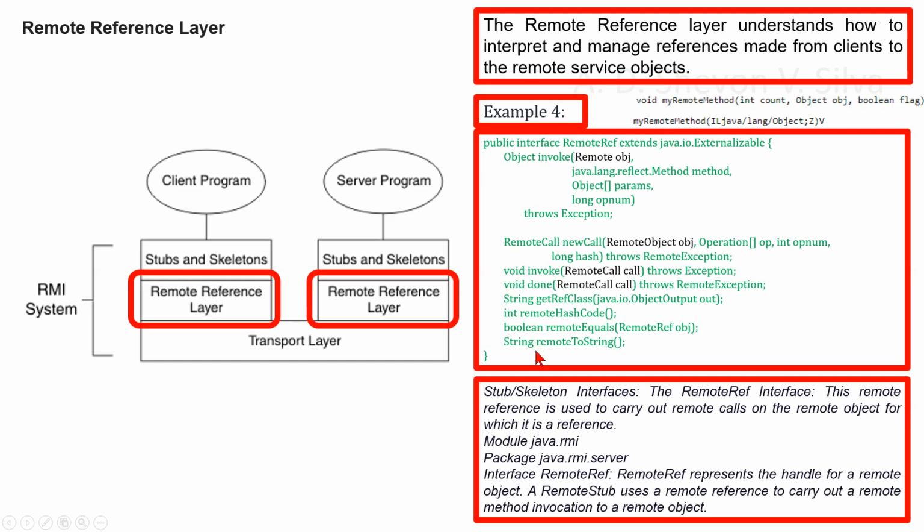The method remote equals compares two remote objects for equality. The two remote objects are equal if they refer to the same remote object. For example, two stubs are equal if they refer to the same remote object. Remote objects forward a call to its equals method to the remote equals method of the remote reference. The method remote toString returns the string that represents the reference of this remote object.